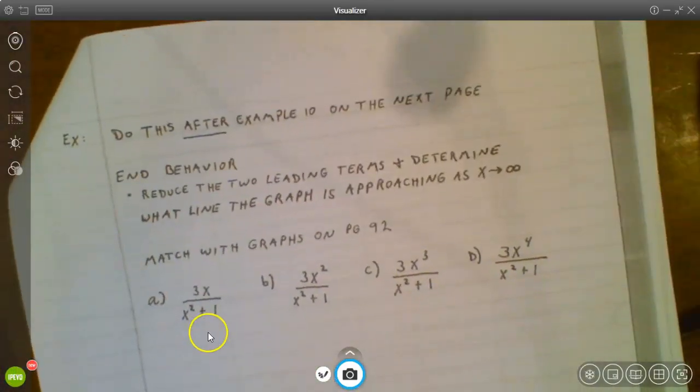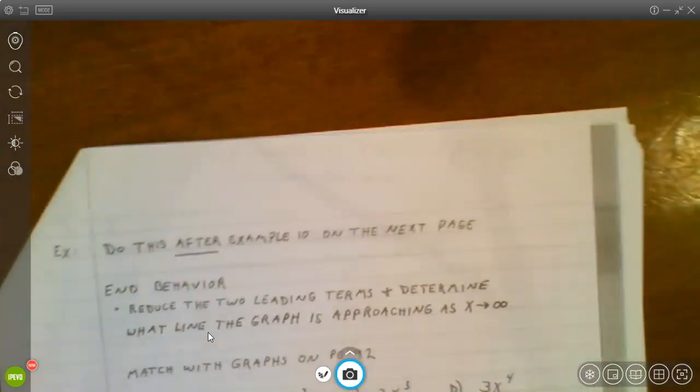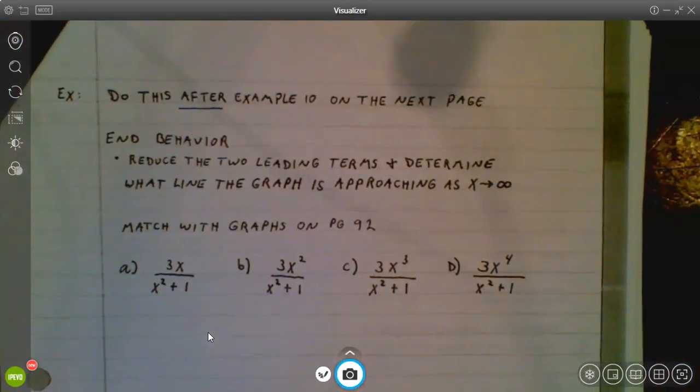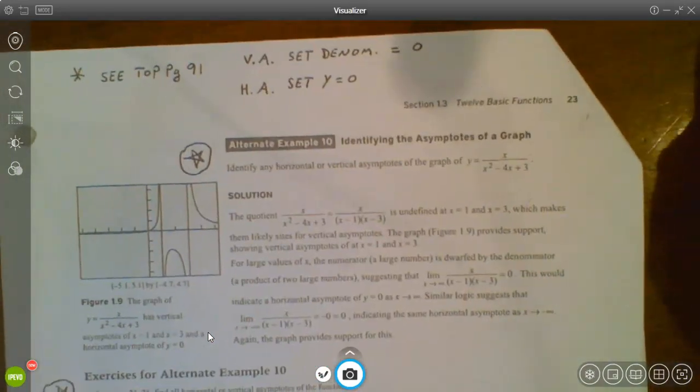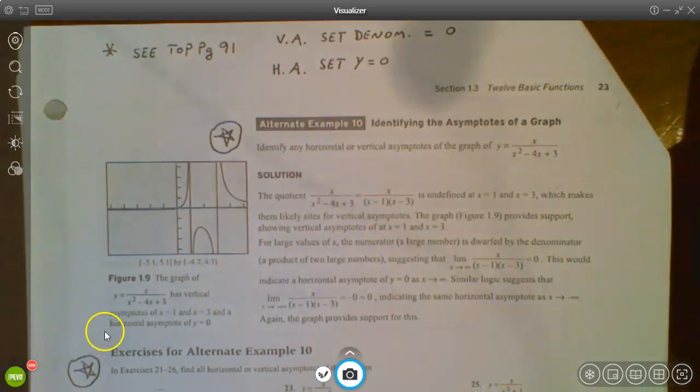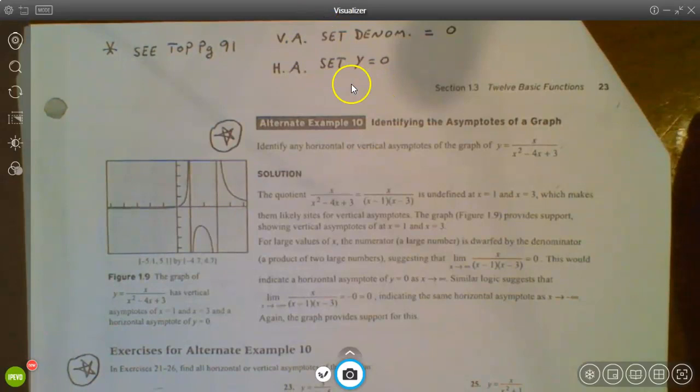All right, let me move on here for you. Some of these things are a little out of order because I had to create them and fit them in where I needed you to see certain things. So we're going to start with this, and we're going to finish off the lesson here by going into some vertical and horizontal asymptotes.